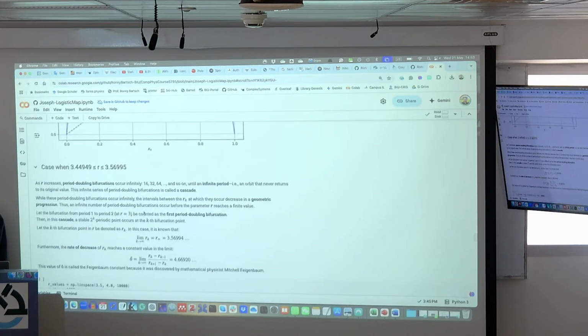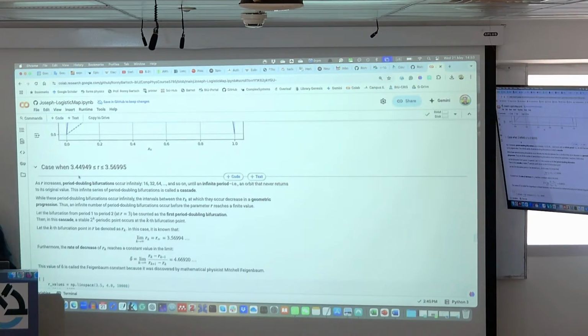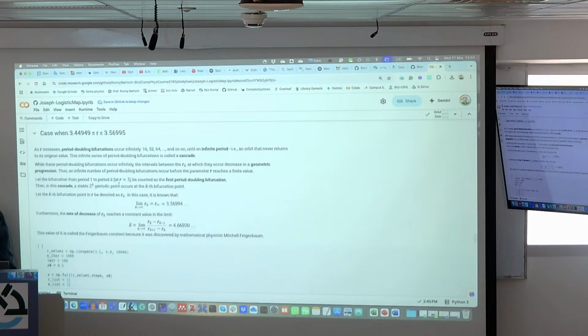And then the case when r is bigger than 3.44949 and smaller than 3.56985. As r increases, period-doubling bifurcations occur repeatedly, from 16 to 32 to 64, and so on. In an infinite pair, we see the orbit never returns to a single value. This infinite series of period-doubling bifurcations is called a cascade.